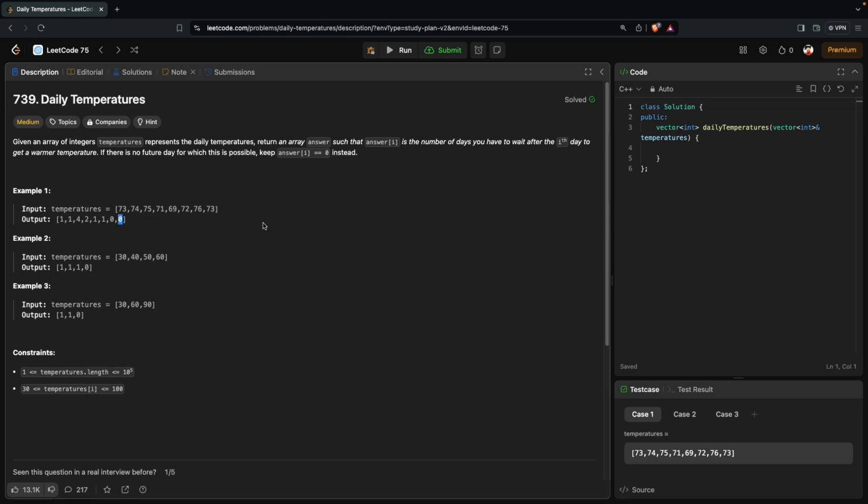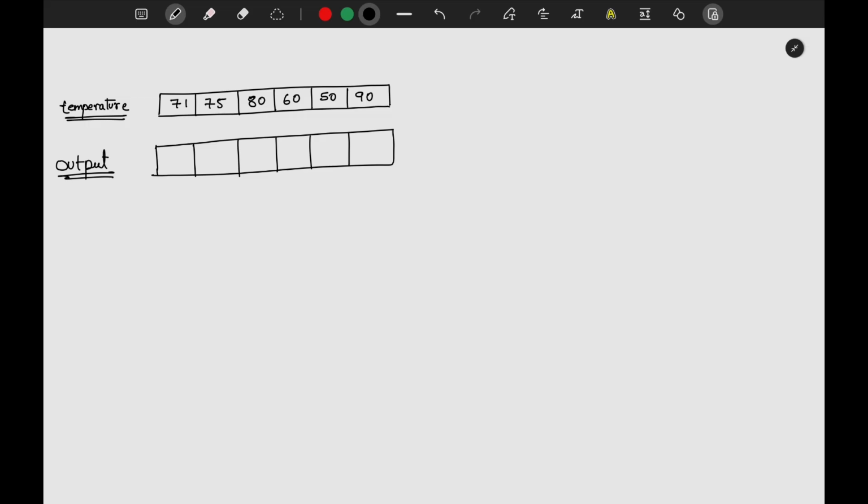So let's try to solve this problem and understand it in more detail. All right, so this is the given temperature array. And to solve this problem, we will try to represent it using a line graph. Okay, so let's represent it once. First of all, we will have 71, then we will have 75. If you notice, the line is increasing, because the values are also increasing. Now we got 60 because the value is decreasing. Now we got 50, and then we got 90.